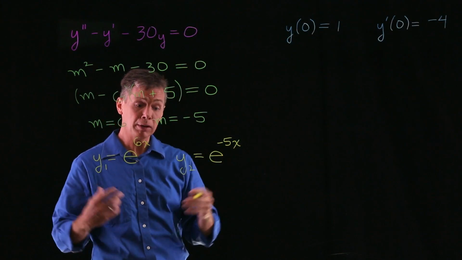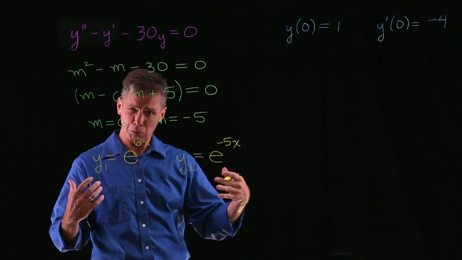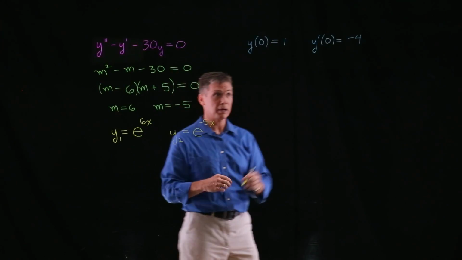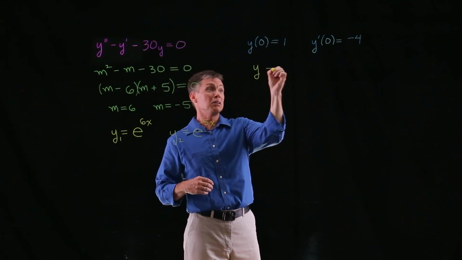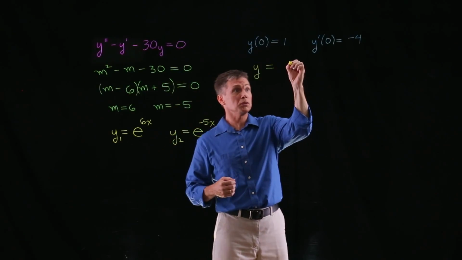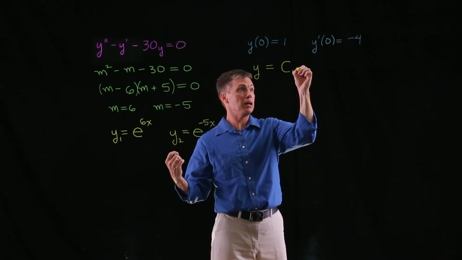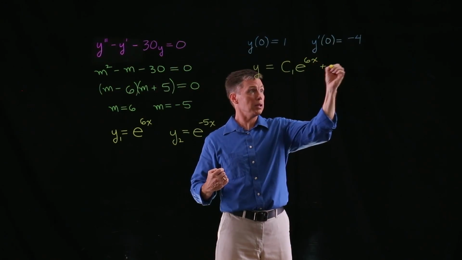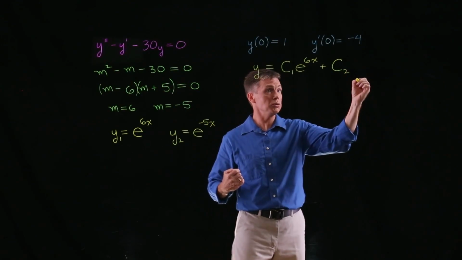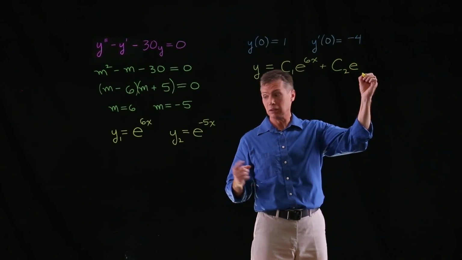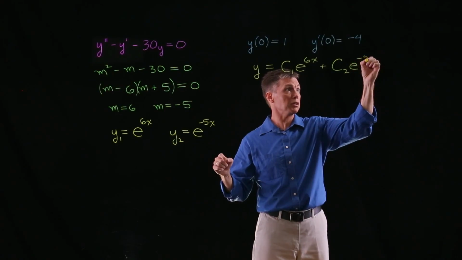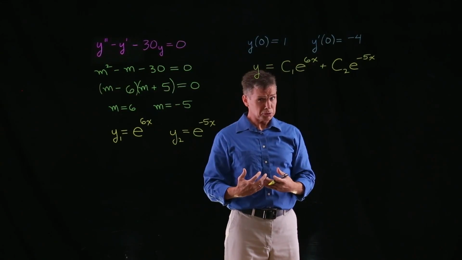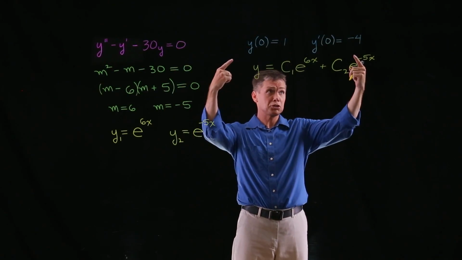Then you take those two different solutions, y sub 1 and y sub 2, and put them together with a linear combination. So y without a subscript equals c1 times e raised to the 6x power plus c sub 2 times that other e, the one that's raised to the minus 5x power. That would be our general solution.